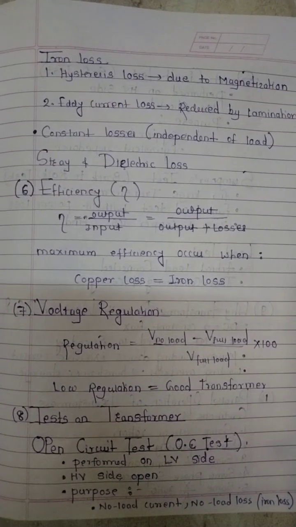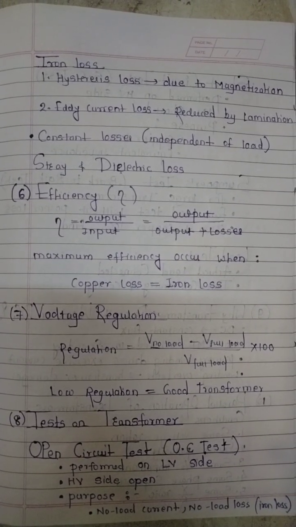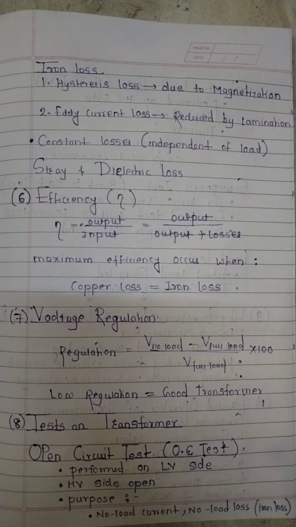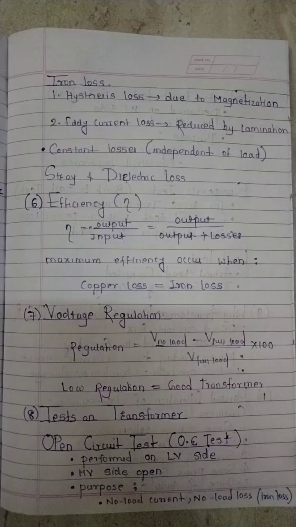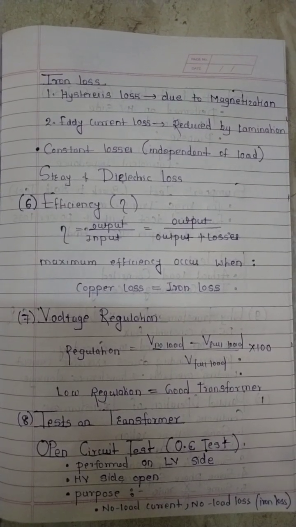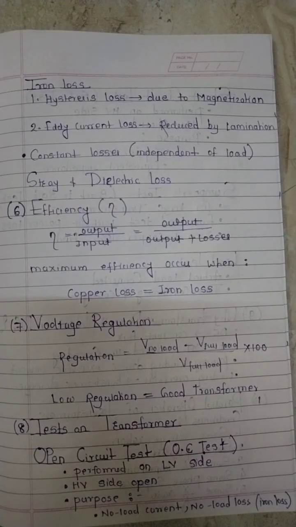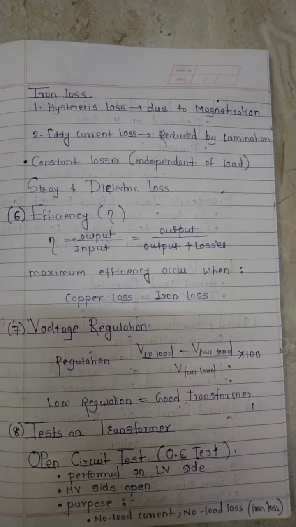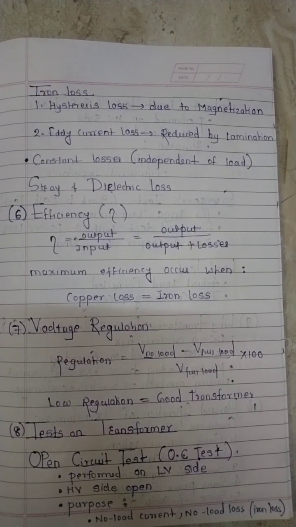Tests on transformer. Open circuit test is performed on the low voltage side. The high voltage side is kept open, which means there is no load connected on the high voltage side. What is the purpose of the open circuit test? To find the no load current and no load losses, that is the iron losses.